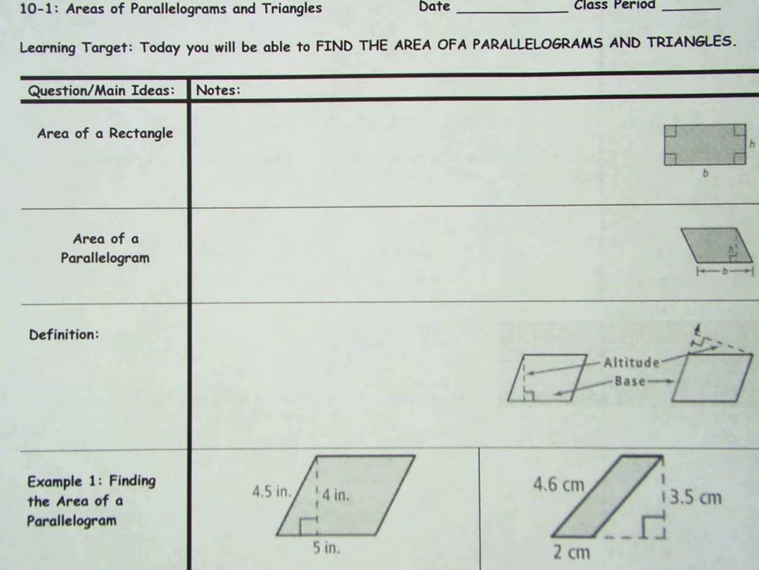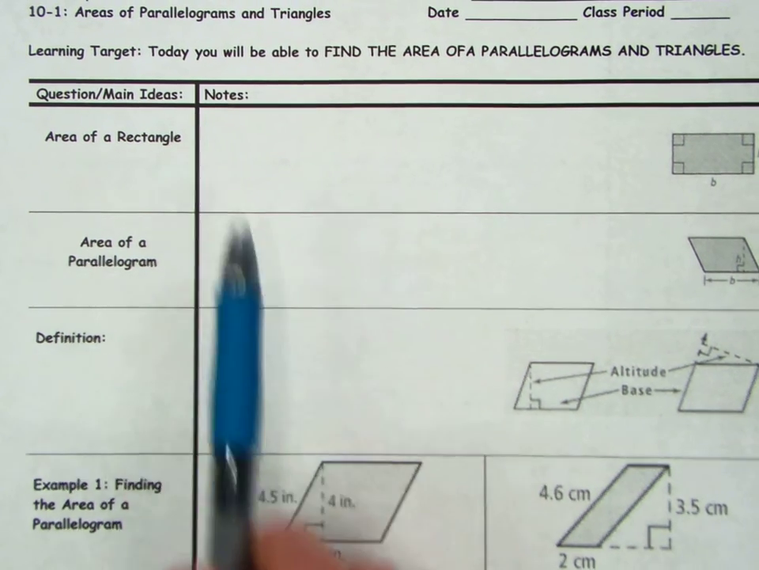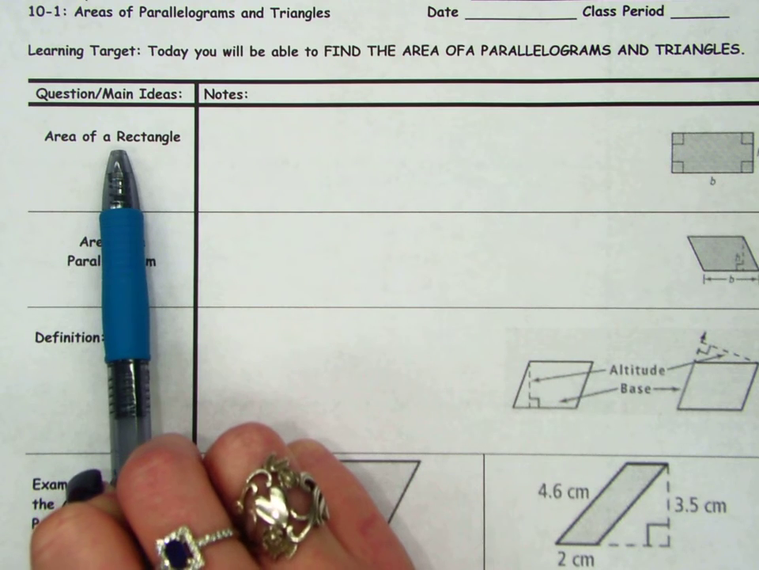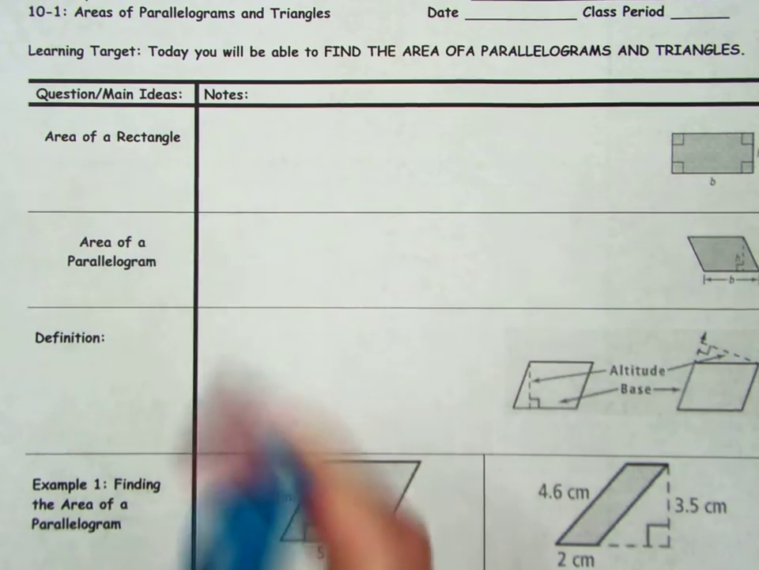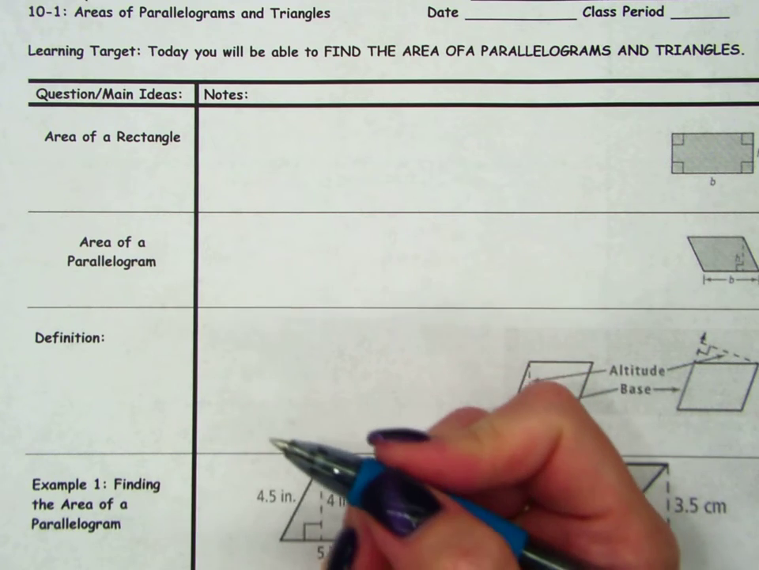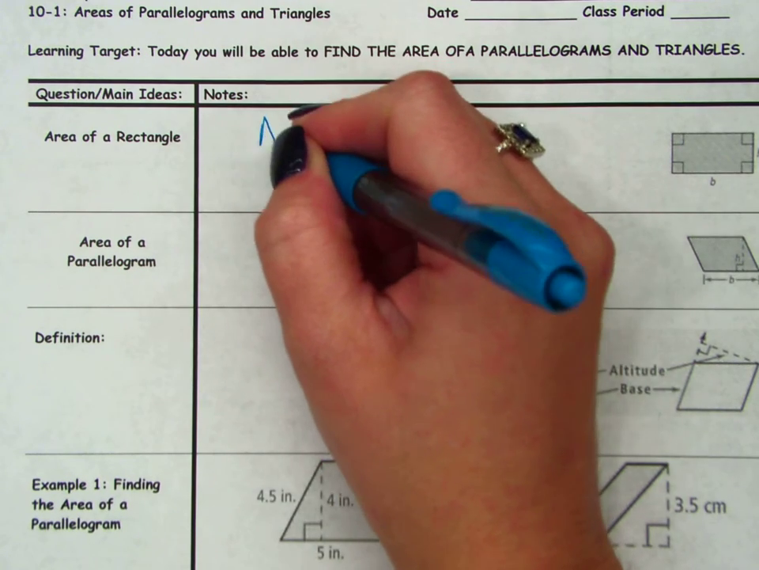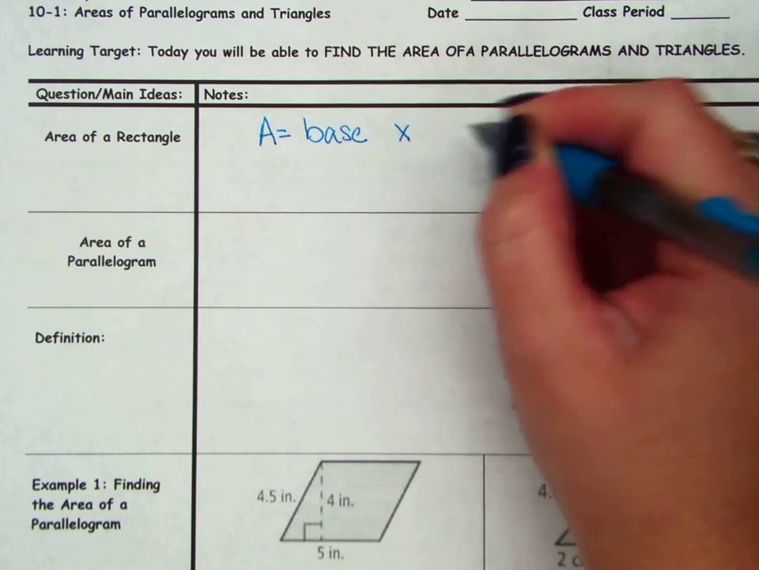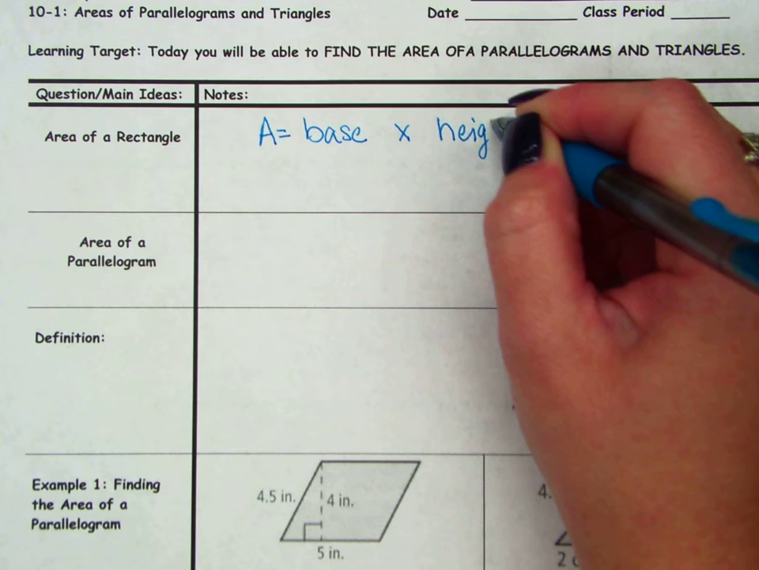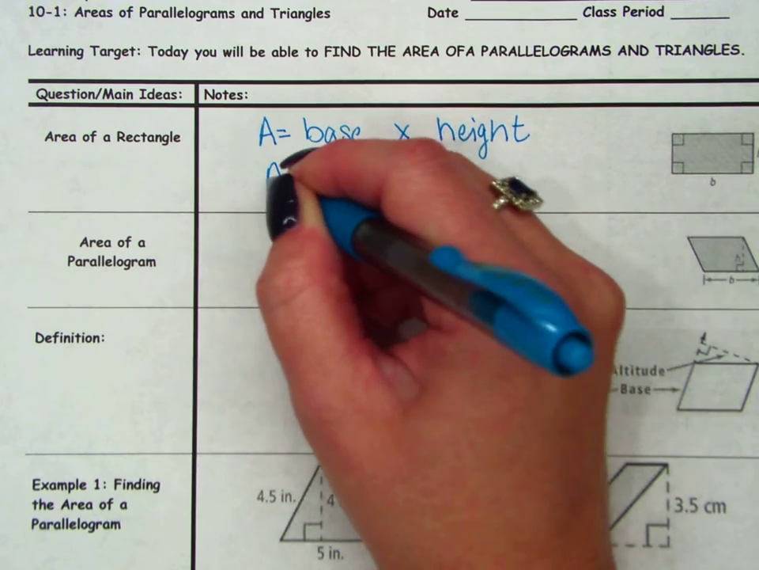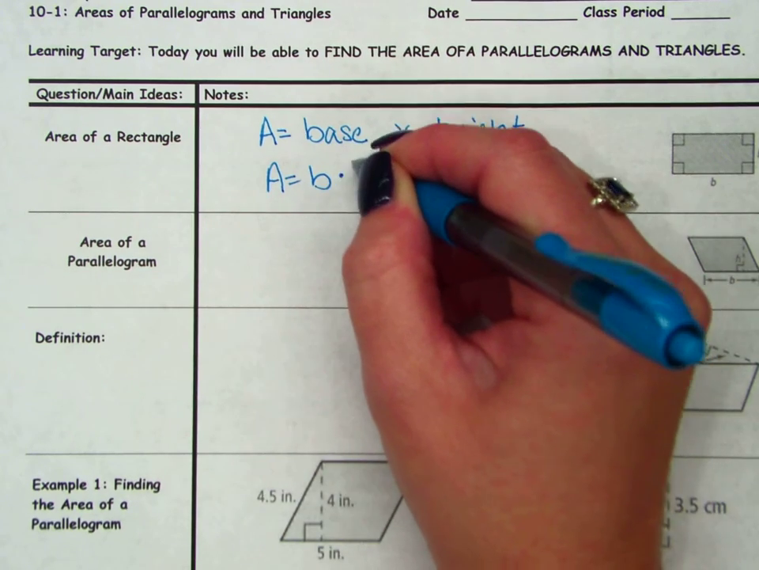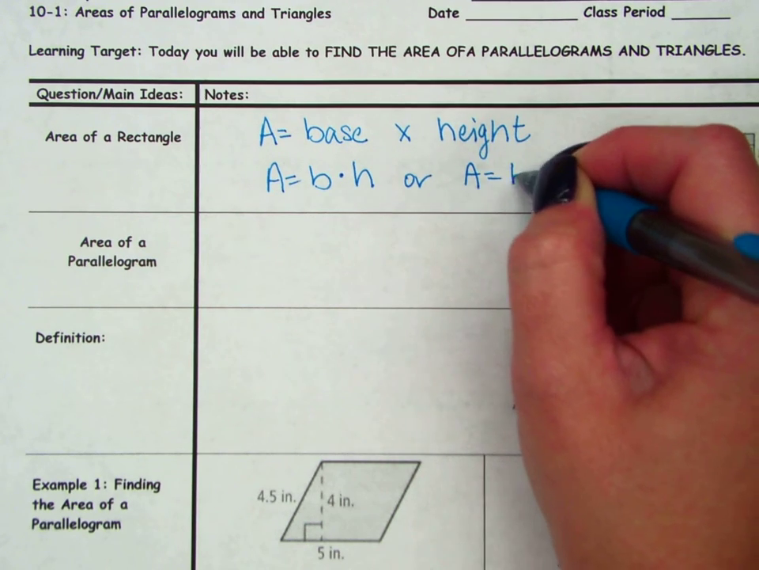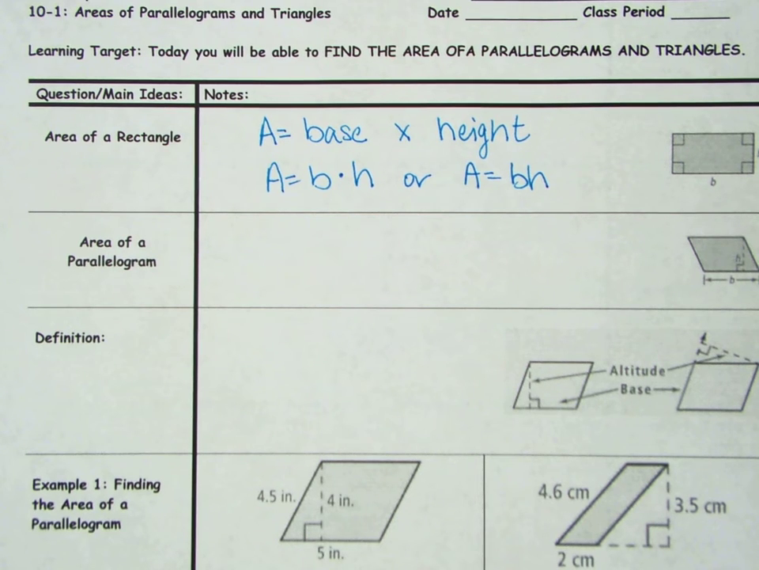So today's lesson is about areas of parallelograms and triangles. All right, so the area of a rectangle is the product of its base and its height. So we can write that as area is equal to base times height, or area equals B times H. They all mean the same thing.